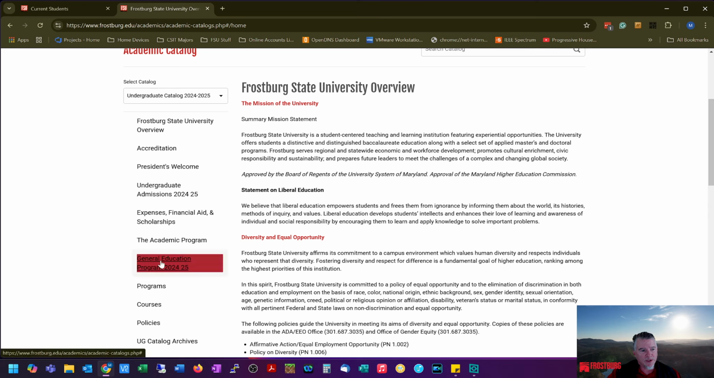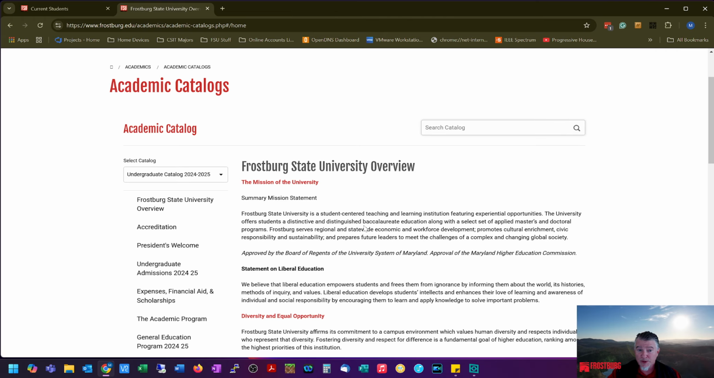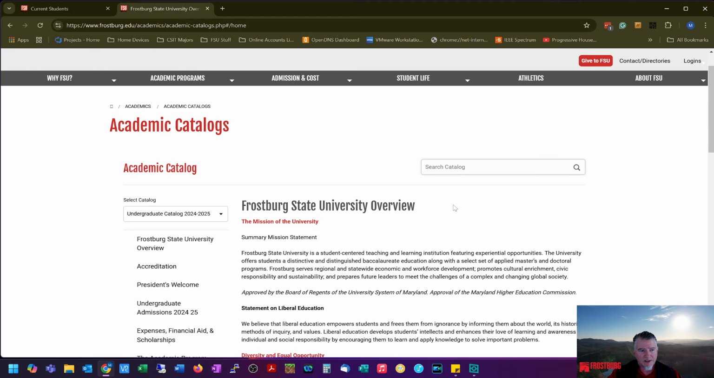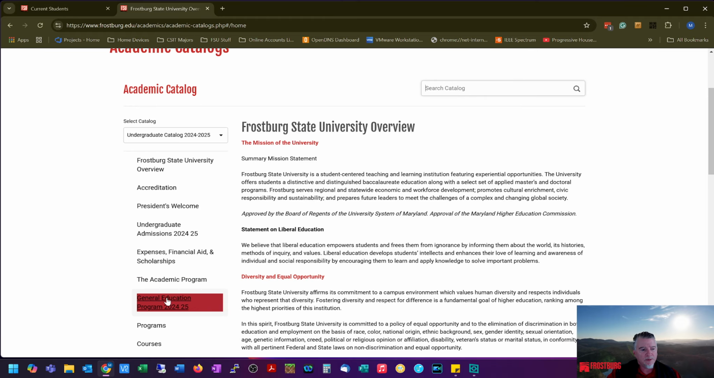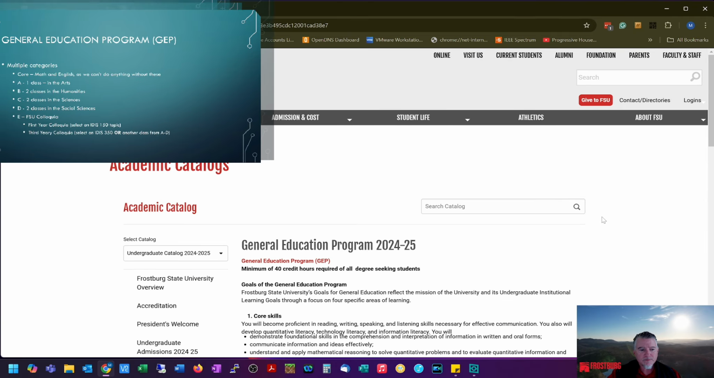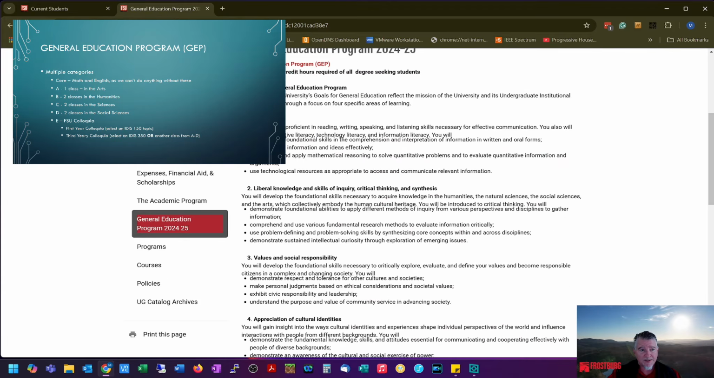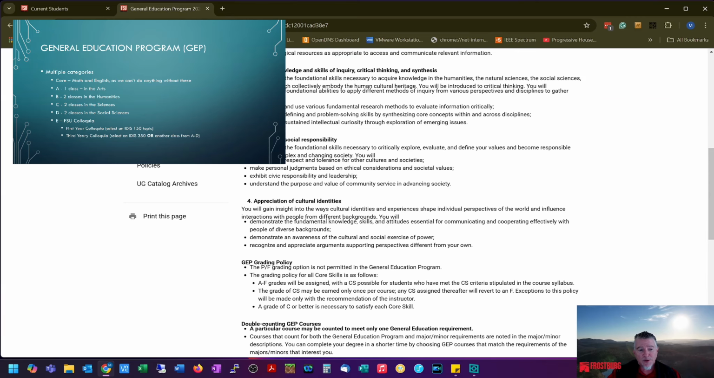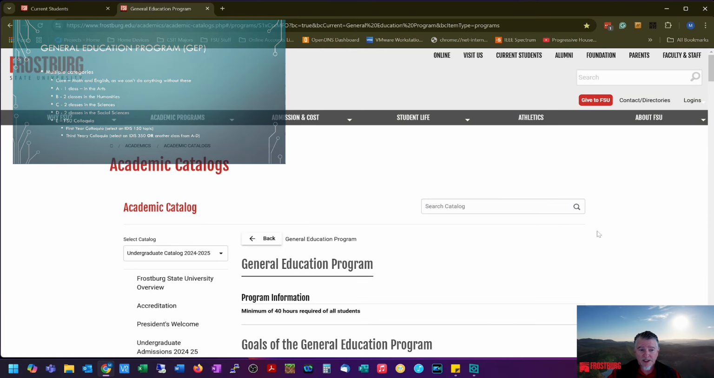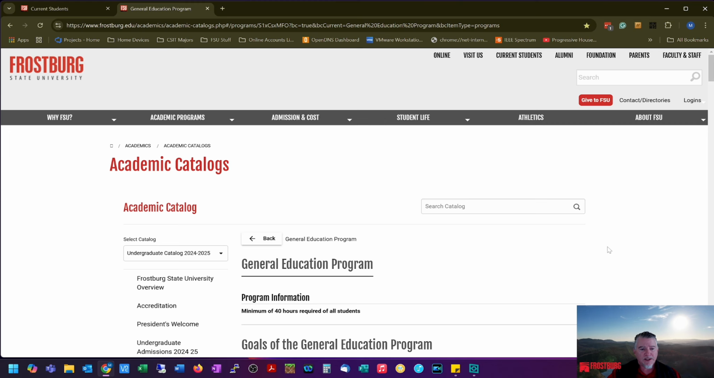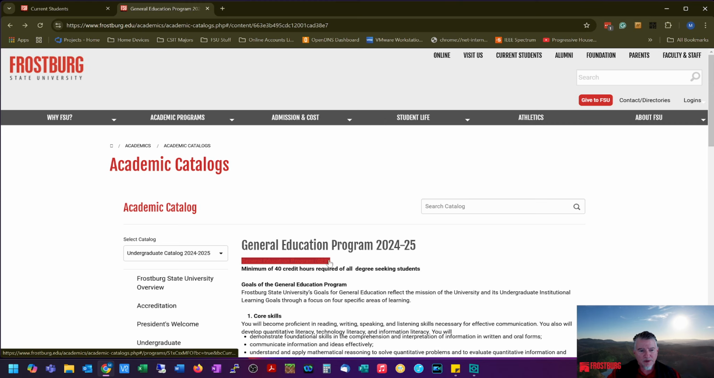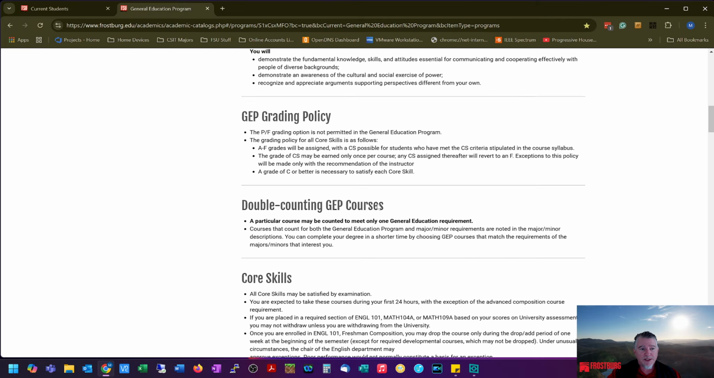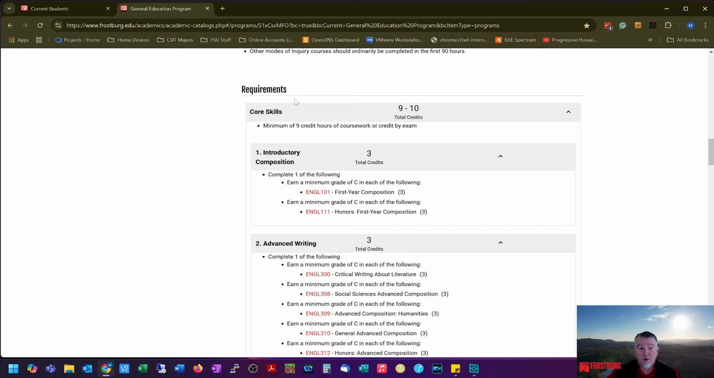So over on the left, we're going to click on General Education Program, or you can search for something in the catalog, not to be confused with this search. It's got to be in this search under Academic Catalogs. We can click on the General Education Program, and here it's going to explain the basics. What the core skills are, what the liberal knowledge are, what the values, so on and so forth. Want to see what this looks like as far as classes you have to take? You're going to click on that red up at the top where it says General Ed Program, GEP. We refer to it as GEP. And we start scrolling down through here, and we're going to see the different requirements.